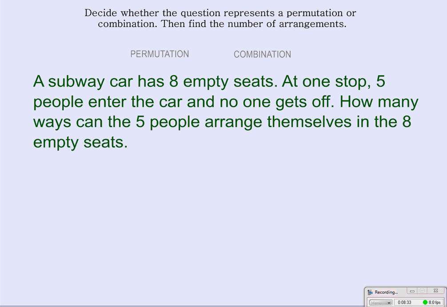All right, now you have to figure out, is it a permutation or is it a combination? Which one do I have to do? And then solve it the right way. A subway car has 8 empty seats at one stop, 5 people enter the car, and no one gets off. How many ways can the 5 people arrange themselves in the 8 empty seats?